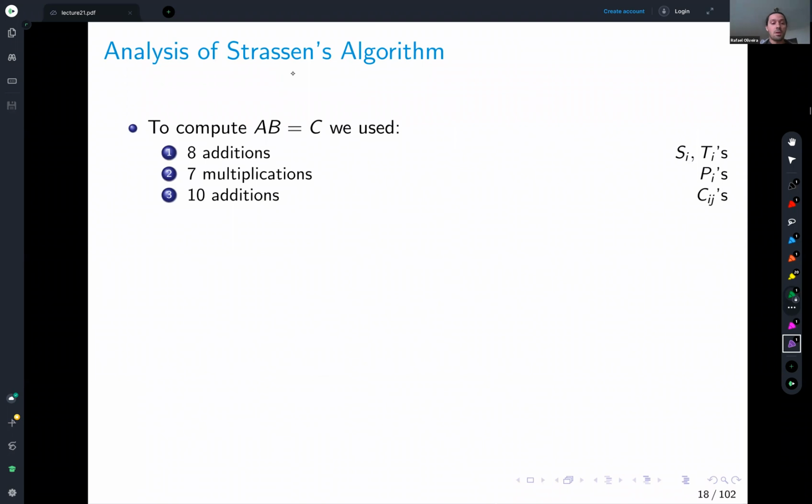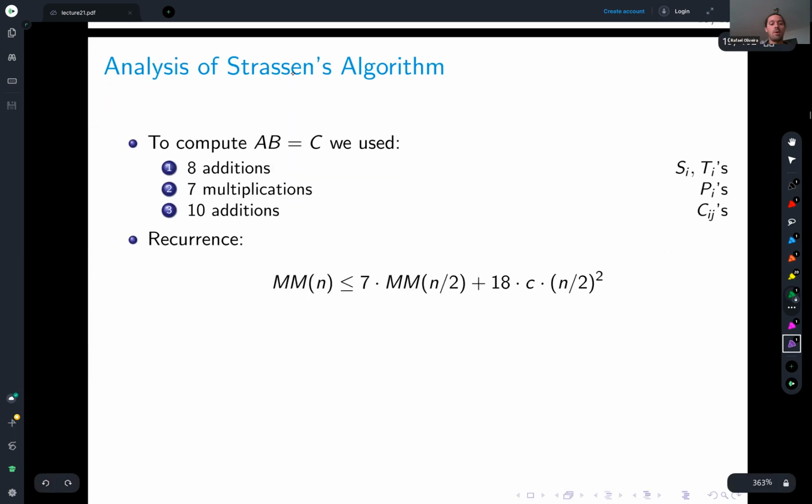All right. So what did we do, right? To compute AB equals C in this new way, we use 7 multiplications, which are the PIs. We use 8 additions to compute the SIs and the TIs. And we use 10 more additions to compute the CIJs from the PIs, right? That's what we used.